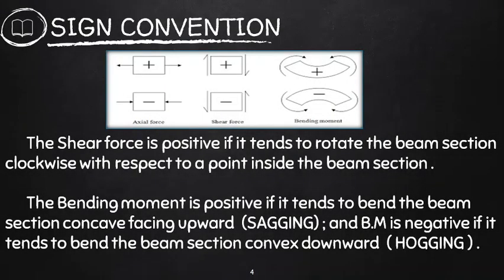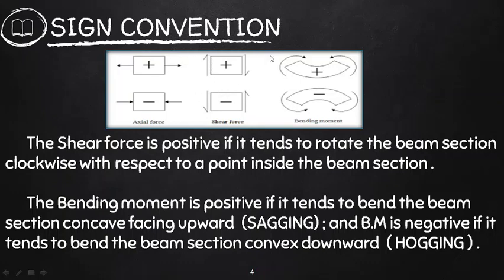Now we discuss some sign conventions of shear force and bending moment. Sign convention for shear force: the shear force is positive if it tends to rotate the beam section clockwise with respect to a point inside the beam section. What does this mean? Look at this picture. This is the sign convention for shear force. It is positive if it tends to rotate the beam section clockwise. Look here, it applies a force upward here and it moves clockwise like this.